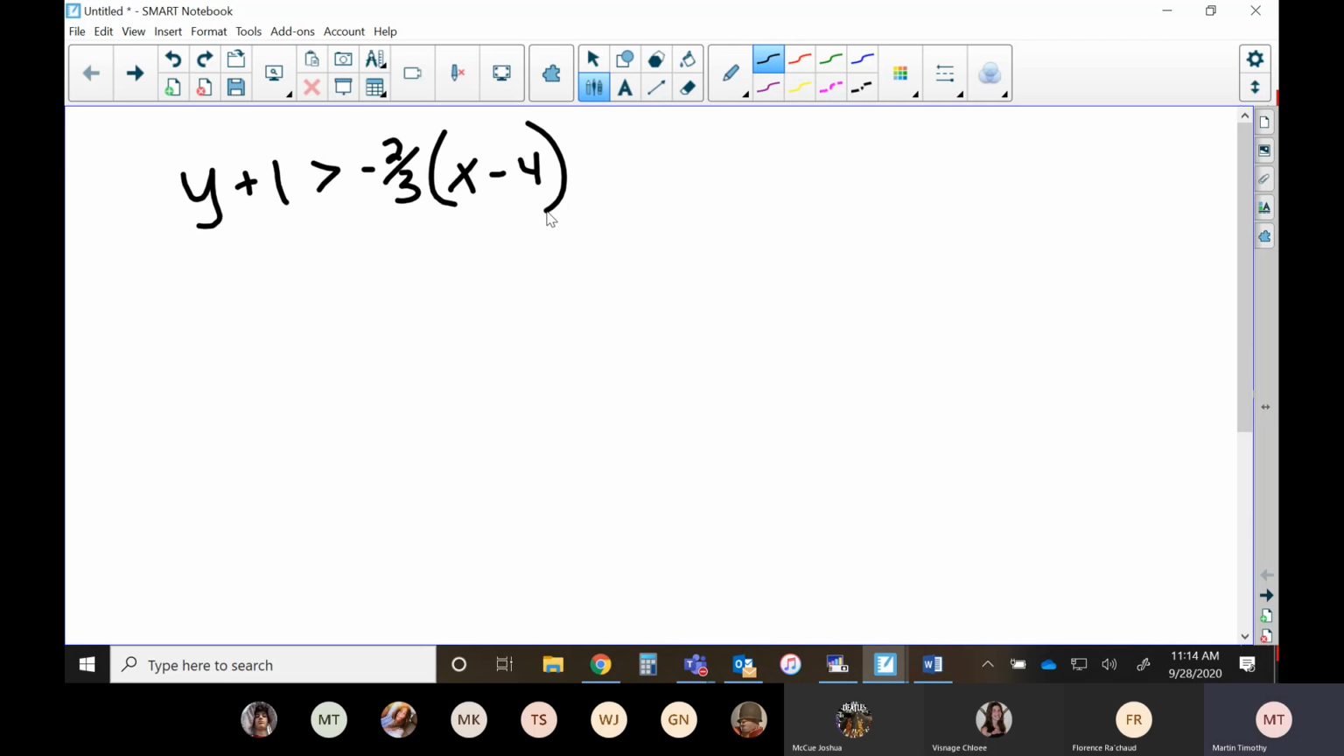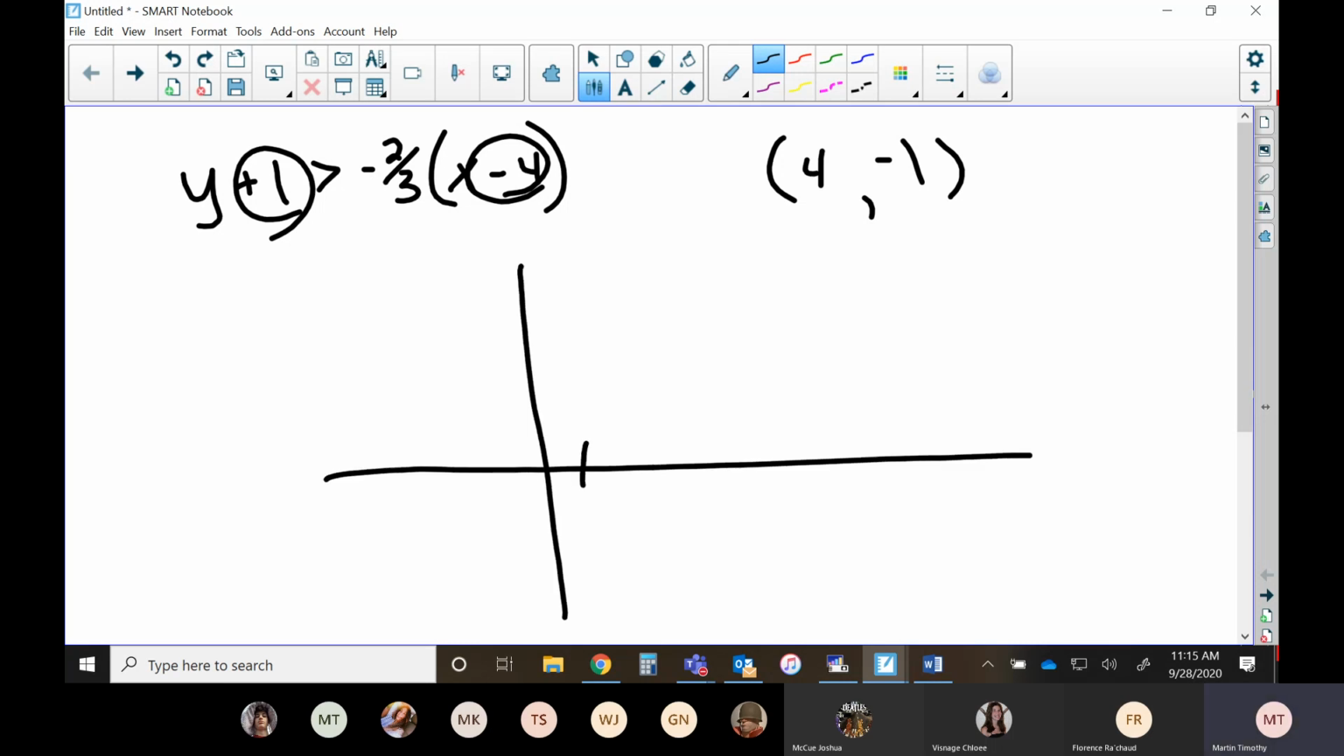So first I'm going to recognize that it's in what form, and that helps me figure out how I'm going to attack it. So in point slope, the point is right here. The opposite of that is the x, so that's 4. The opposite of that is -1, that's the y. Does everybody understand why I got that ordered pair? Annalise, you with me? Sure. 1, 2, 3, 4, -1.